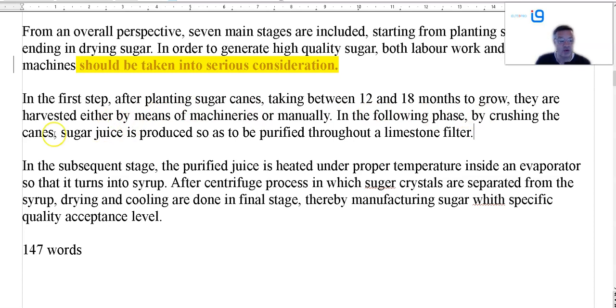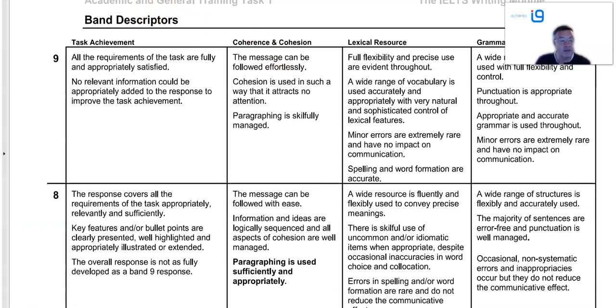Harvested in the following phase by crushing the cane, sugar juice, purified. So it is purified. Then you need to put your transition words first, then, afterwards, next, during, following, etc. So it was using the proper temperature, as opposed to what? Improper temperature? What does that mean? Evaporator, so after a centrifuge process in which sugar crystals are separated in the final. So, articles, the process, the final stage, manufactured with, and where does it say anything about the quality in the diagram?